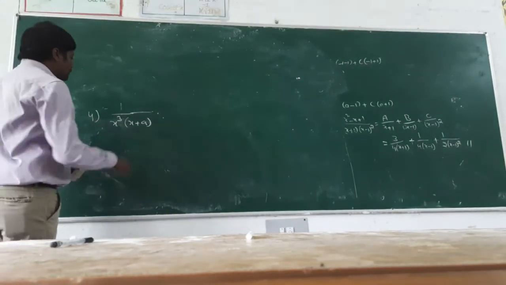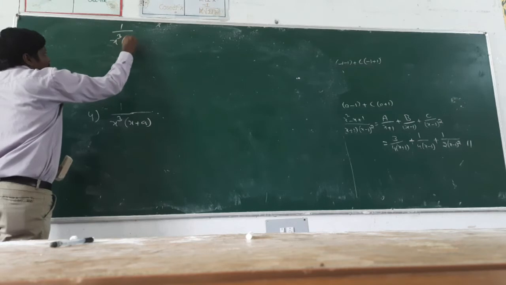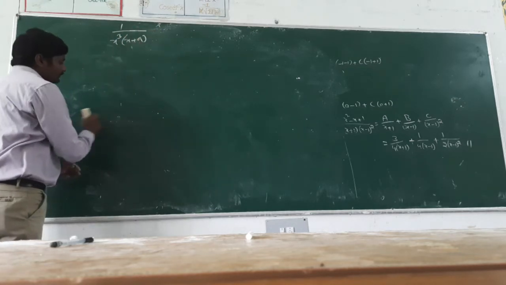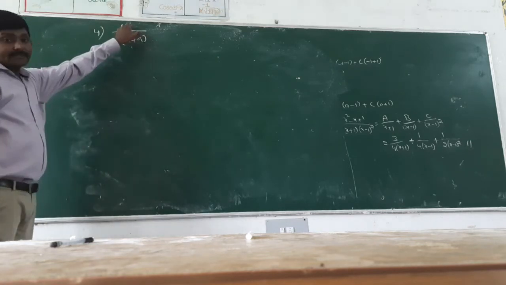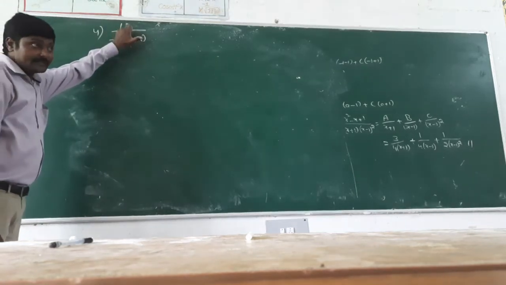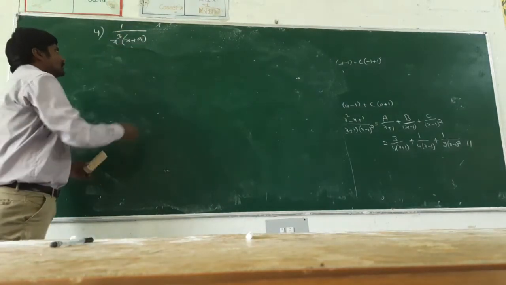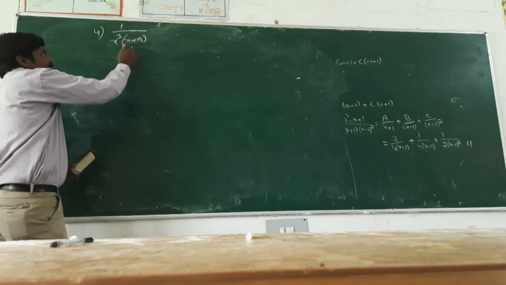It is a proper fraction. 1 by x cube of (x plus a) is a proper fraction. Why? The order of f of x is 0 and the order of g of x is 4. Here x cube into (x plus a) is the g of x polynomial.